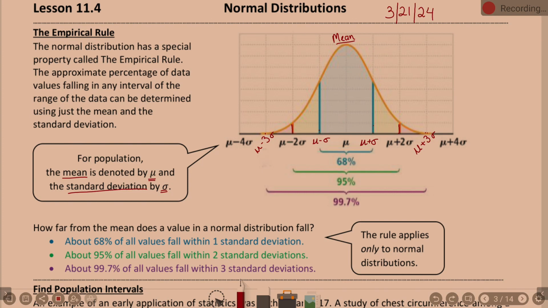Okay? Now, there's a comment here, this rule only applies to normal distributions. So if it's skewed one way or the other, it doesn't apply. But this applies for normal distributions. Okay? Now, we're going to go set one up and look at some types of questions that you might see with it.